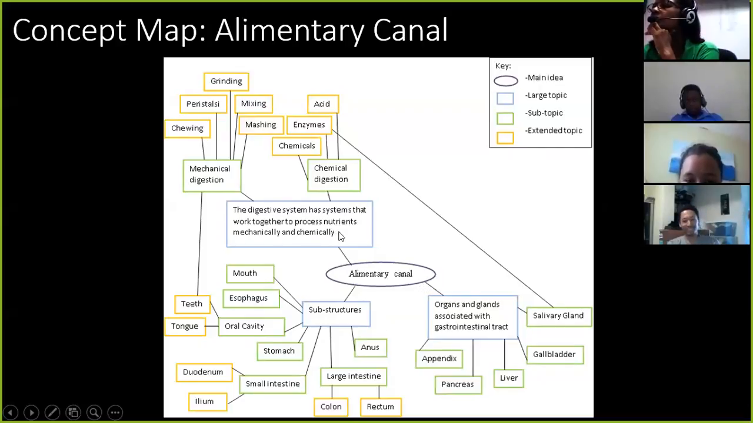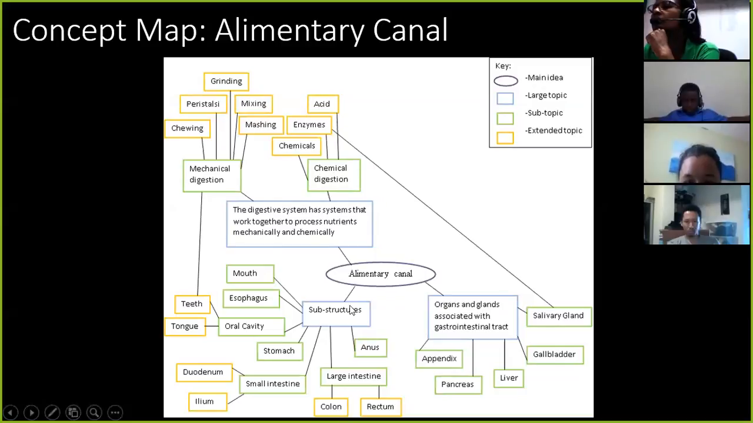Basically, when you're designing a concept map, you want to stay away from using too many words in a square or a rectangle in a topic. This is a large topic. I have 3 large topics that I wanted to cover in my lesson, and each large topic should have something like 2 or more subtopics. And then after those subtopics are more extended topics.